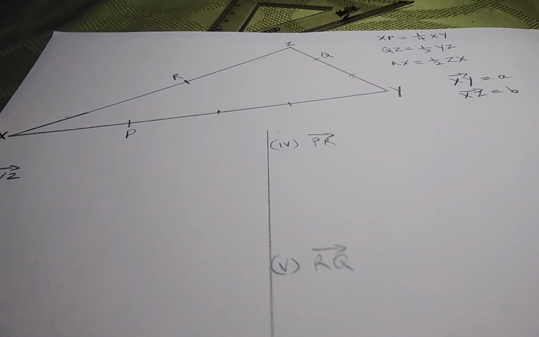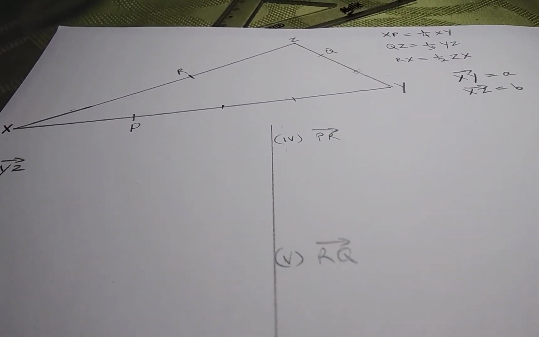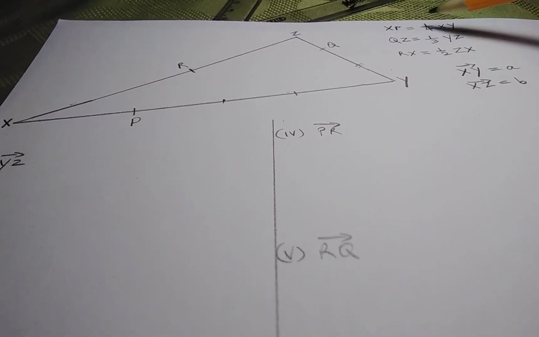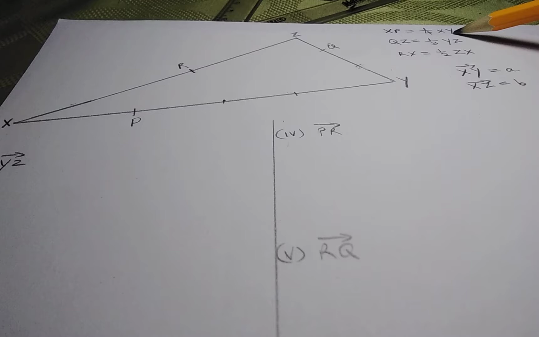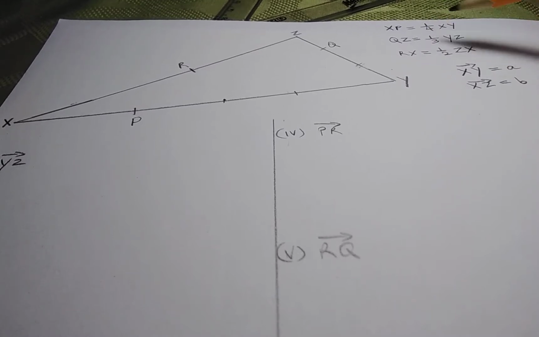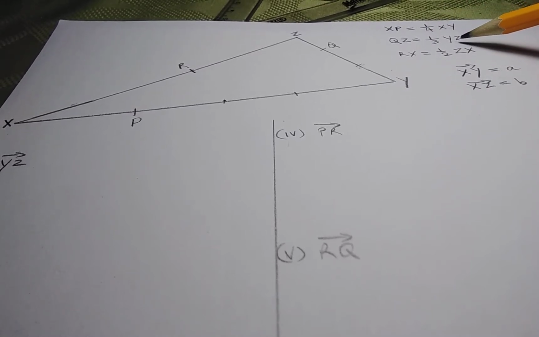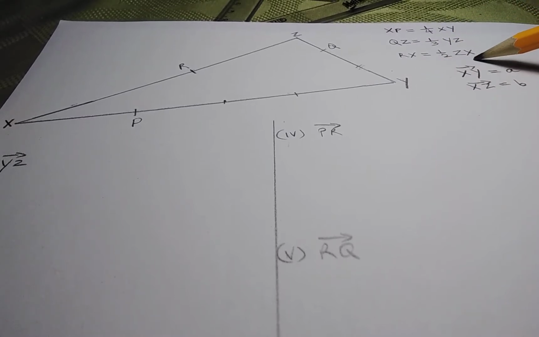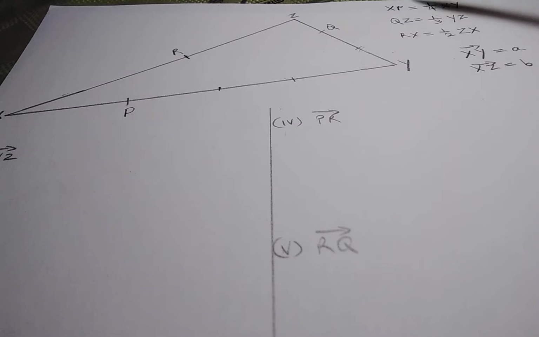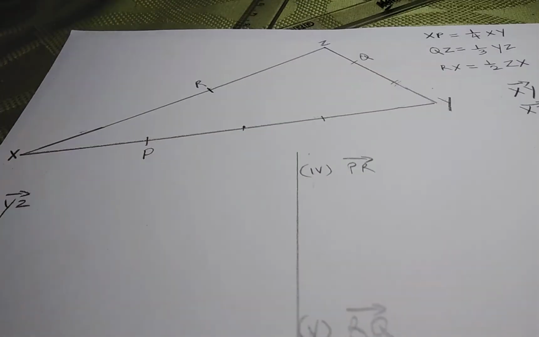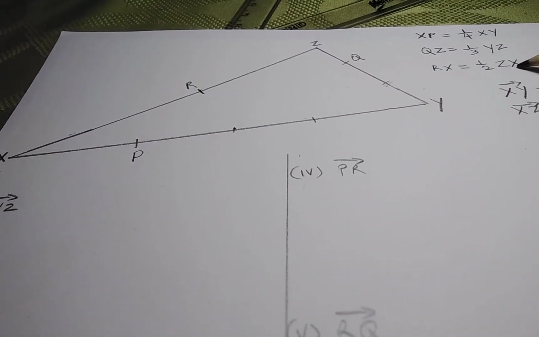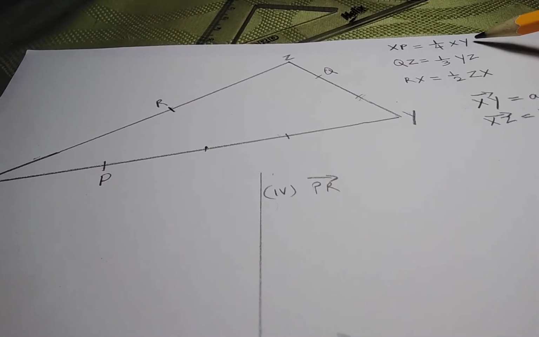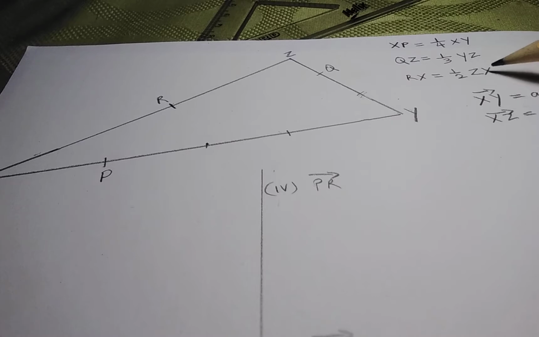Okay, to do this vector question, we have to take into consideration the information given in the question. It says XP is equal to a quarter XY, QZ is equal to 1/3 YZ, and RX is equal to half ZX. Notice there are no arrows above the letters, so it's not referring to the vector. So these are all scalar, just magnitude they have, but no direction.